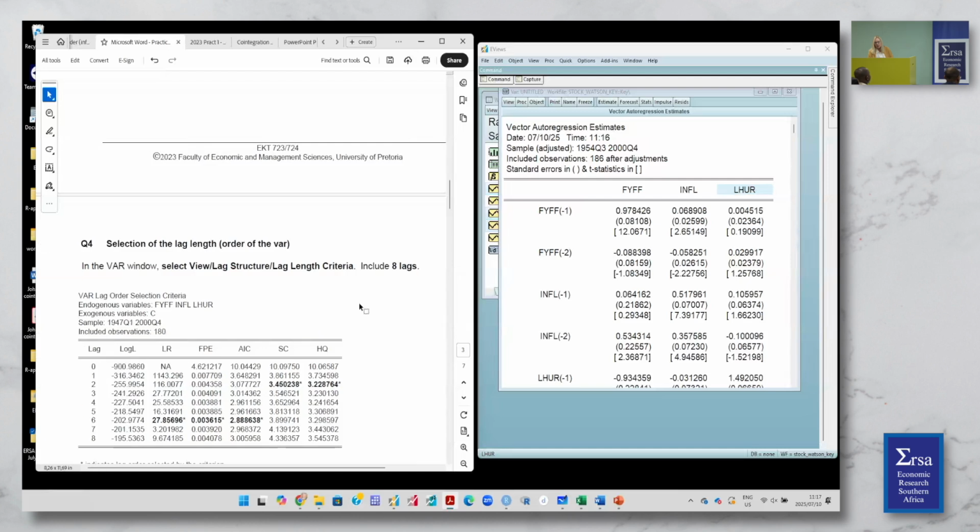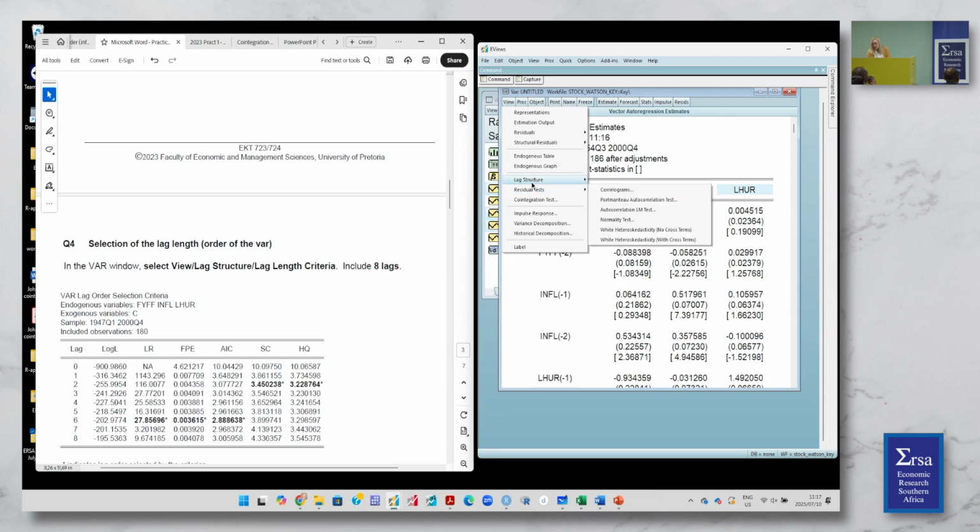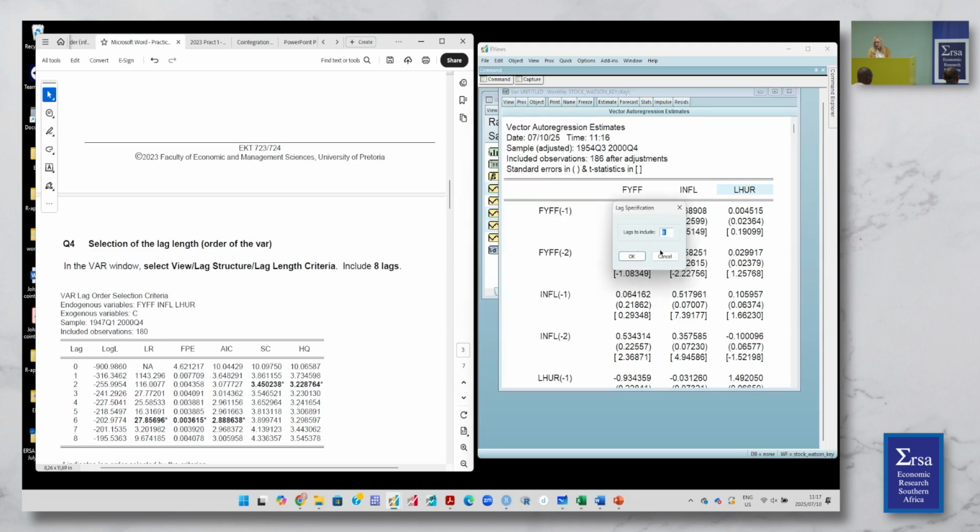So in order to get a feel of how many lags to include, we will do the lag length test. And since we have quarterly data, what would make sense? We can go to the lag structure option and go to the lag length criteria. Then just allow for, you see, it fills in by itself, 8 lags. You can put it at 12 if you want, but then it might be that the Akaike may go above 8.